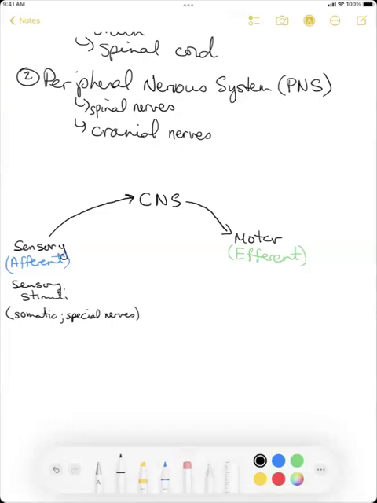And those stimuli will get sent to the CNS, and then there will be some sort of a motor or efferent response. Now, that motor or efferent response is really dependent on the type of stimulus. They can either go through a somatic motor nerve. So that motor nerve could either be somatic, and this would go to the limbs or any of your skeletal muscles.